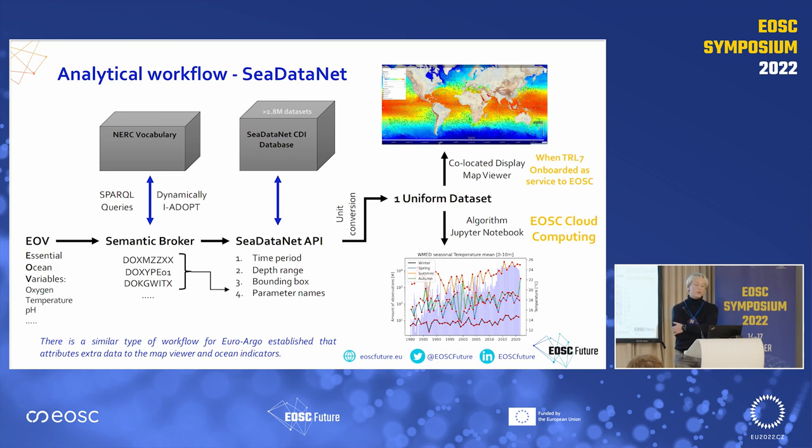And if we then obtain this one uniform data set, on one hand, we can go to our map viewer, which we developed. So we can dive more into detail on this data. We can select a certain time period, depth range, and then go into the map and see the results that we obtain from our API. But as this map viewer is still in development, we are not ready yet to onboard it to EOSC, but in the future when it's TRL 7, we can.